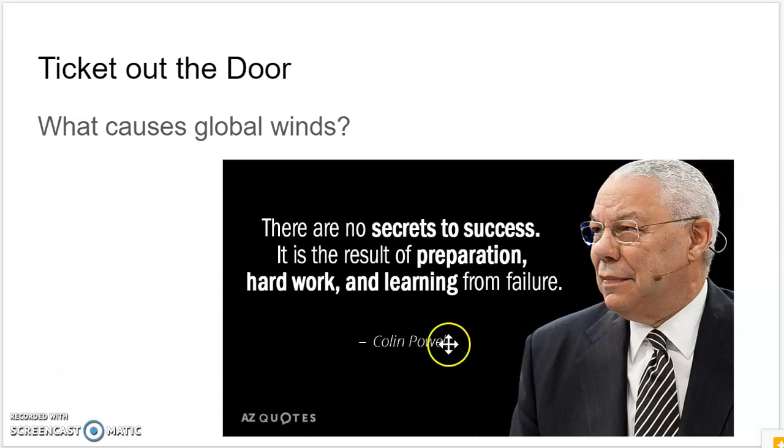And this is a quote from Colin Powell. He's a 4-star general. I think he was the Secretary of State during the Bush administration. Very famous guy. There are no secrets to success. It's the result of preparation, hard work, and learning from failure. You have to work hard if you want good things.